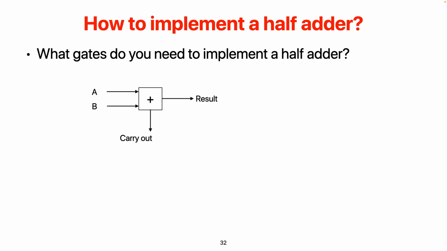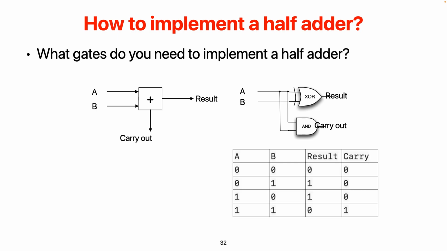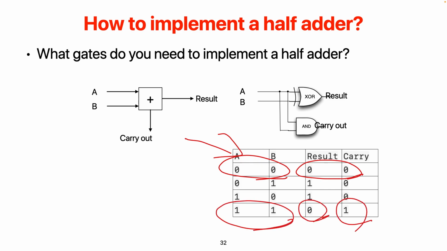But before we talk about that, I know a lot of you hate this, but you must remember, if you want to implement a half adder, you need a circuit like this, right? I'm not going to talk about that. But here's the truth table of this circuit. If you give both inputs as zero, you will get result zero, carry zero. If you give both one, result zero, carry one. Based on this is the output we want, so we design the circuit in this way. So that's one way of implementing the circuit.